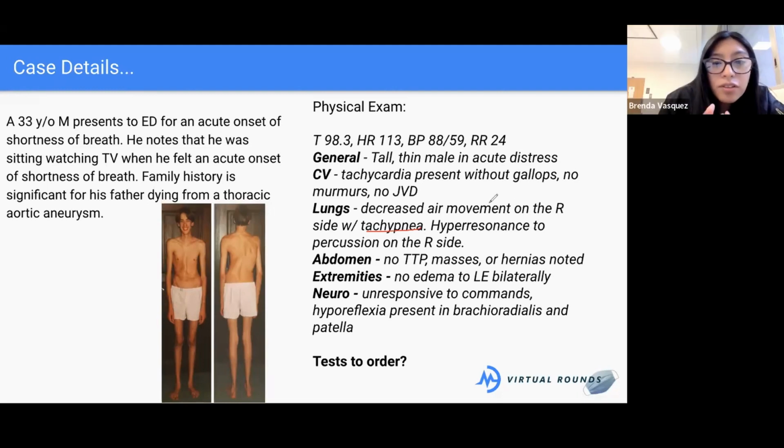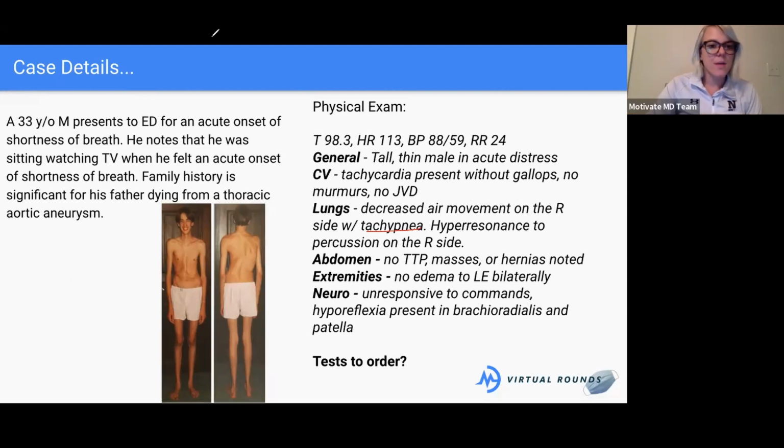Are the lungs like inflated, maybe? Yeah, exactly. Great point. You're absolutely right, Brenda. I agree with you 100%. That's exactly what that is.